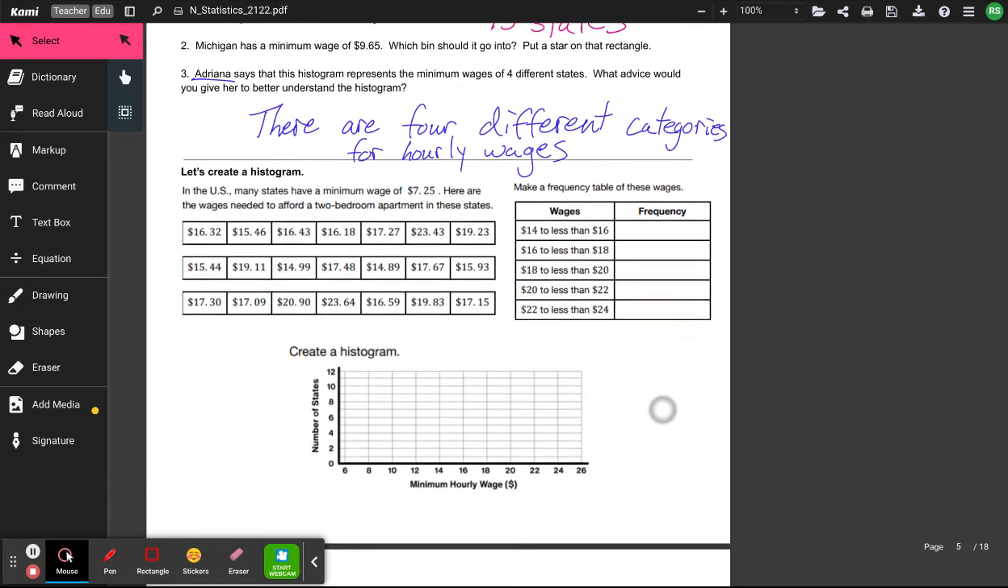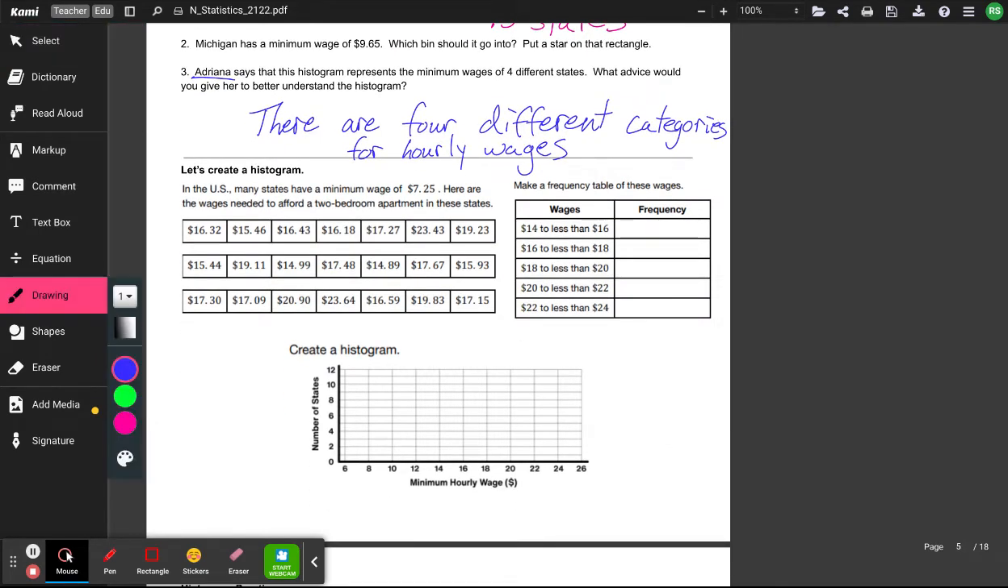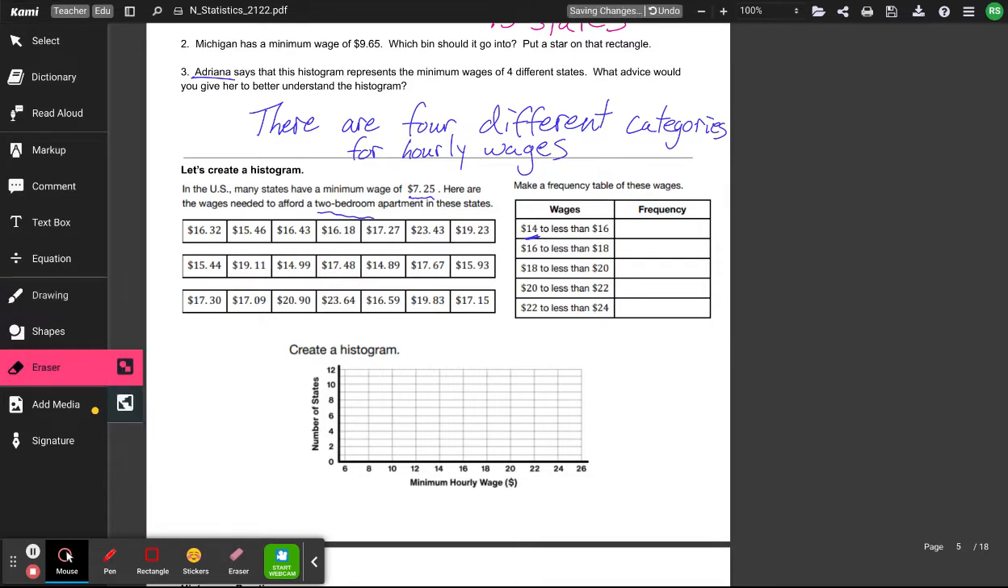All right, in the second portion of our video here, I'm actually going to help you guys create a histogram. So the example we're given here in the U.S., many states have a minimum wage of $7.25. Here are the wages needed to afford a two-bedroom apartment in those states. So here's my minimum wage, $7.25. But if I actually just want to rent a two-bedroom apartment, you'll see that the majority of these values look like they fall between $14 and $24 to actually afford that here in the U.S. So while that might be the minimum wage, you almost need double the minimum wage to afford that two-bedroom apartment.